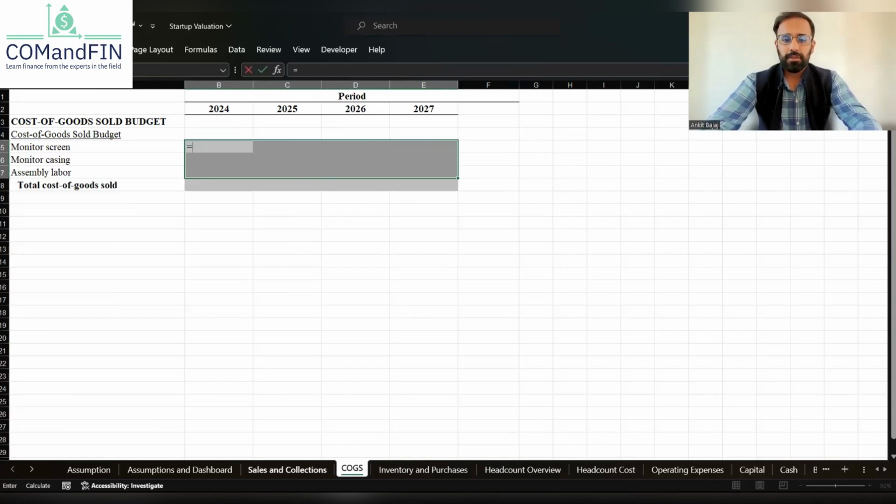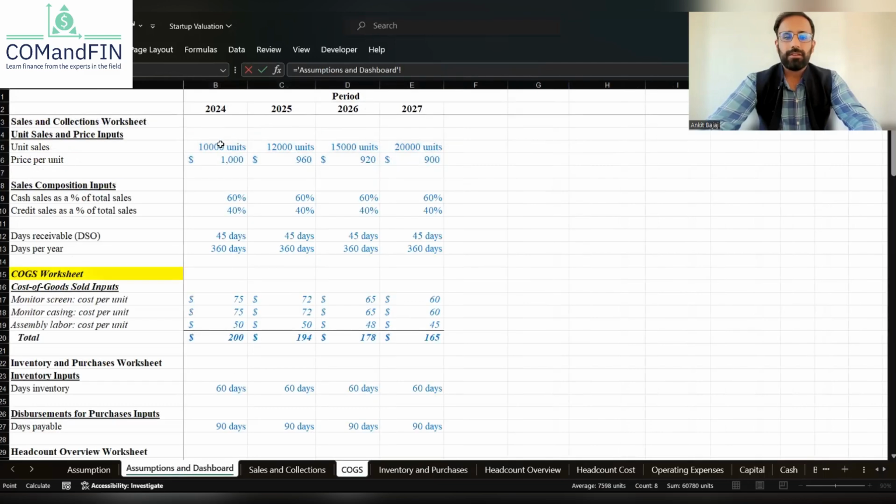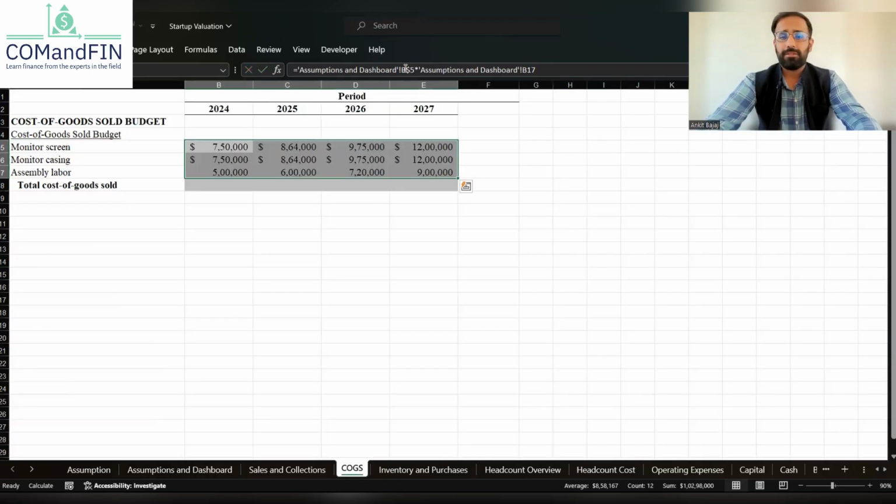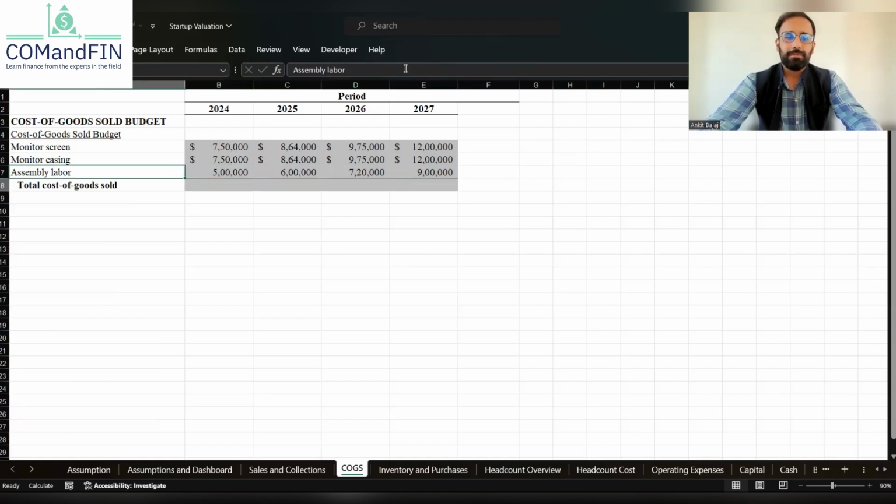Then press equal to, then go to the assumption sheet, right? Here you have to select 10,000, then multiply this 10,000 with monitor screen cost, right? And here you have to freeze this row number 5. So you have to put a dollar before 5 here, and we can press Control Enter. So we will be able to get the cost for each line item, and then we can do the total here. So let's do the total.